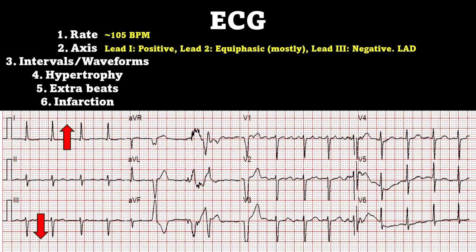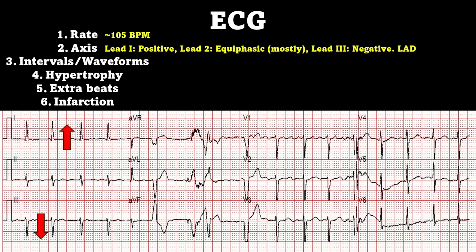Next, we will see lead 3 has a negative QRS complex. I personally use AVF to determine axis, but AVF has a bunch of extra beats in it, so I can't use it in this instance. So this is going to be a left axis deviation. A little tip here is going to be the thumb method. I will make a whole other video on that in the future.